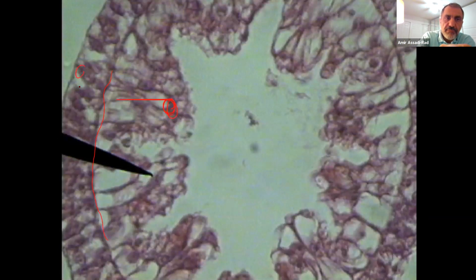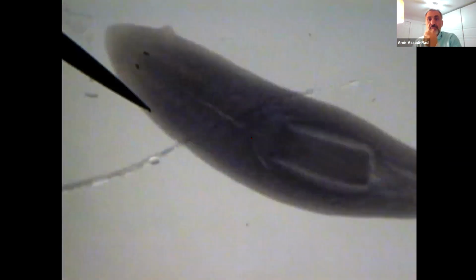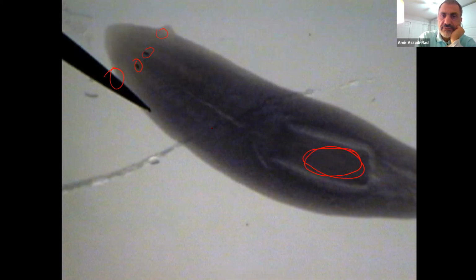Gastrodermis, epidermis, and gastrovascular cavity right in the middle. This is Planaria, phylum Platyhelminthes. These ear-like structures are called auricles, the eye spots, pharynx. And all of this is gastrovascular cavity right here. Everything in there is gastrovascular cavity.